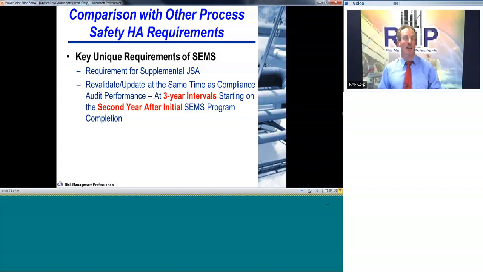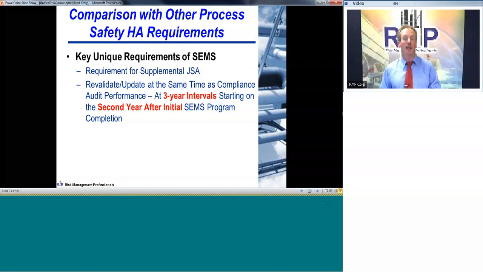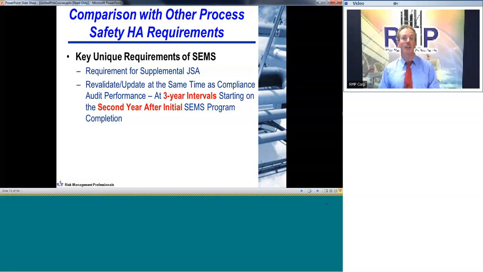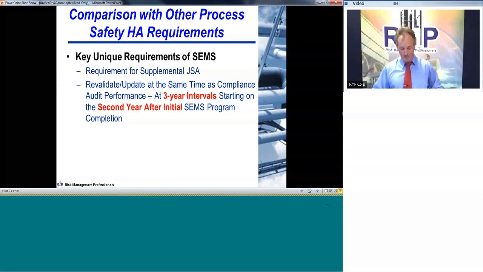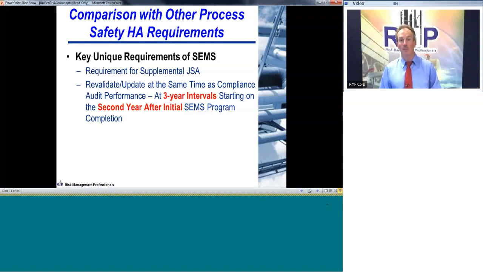Another unique requirement of SEMS when you contrast it to PSM and RMP is that you're revalidating and updating the hazards analysis at the same time as the compliance audit performance. When the regulators looked at PSM and RMP and the fact that there were different timelines, which caused confusion in some cases, they realized that a three-year update interval starting on the second year after the initial SEMS program completion, and synchronizing that with the compliance audit, was a very good way to go. So when you look at SEMS versus these other regulations, you see mostly similarities, with some differences that were put into 30 CFR Part 250 to address some specific deficiencies or enhancements that make it a little easier to manage.